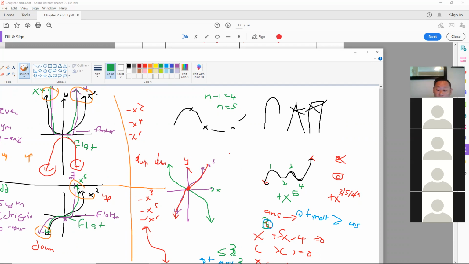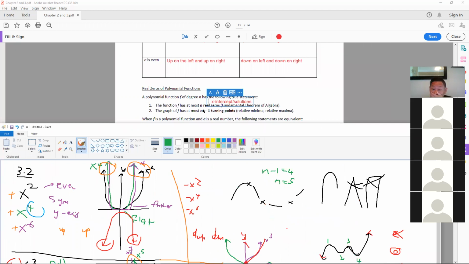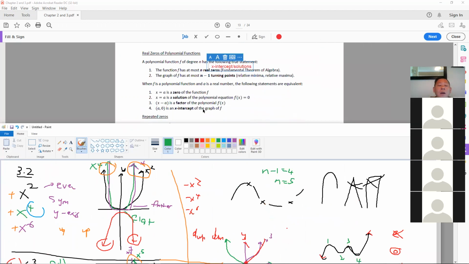If you have power 3, you will have up to 2 turning points. So this is mostly what power 3 looks like. You got 2 turning points in this case. So this is how we figure out the turning points. It's very, very important.